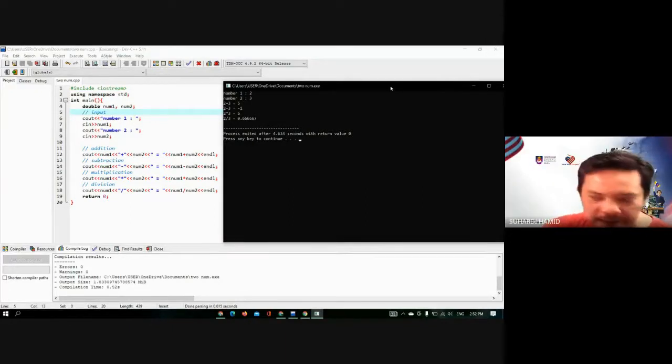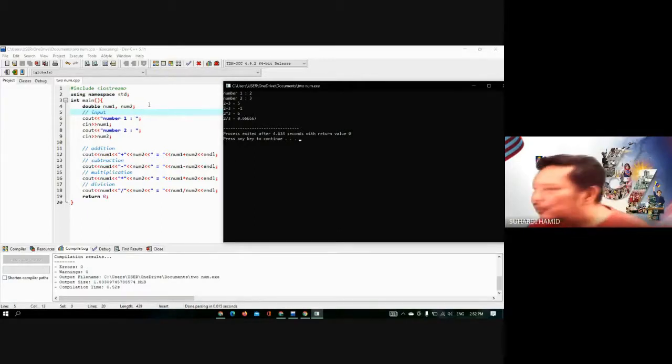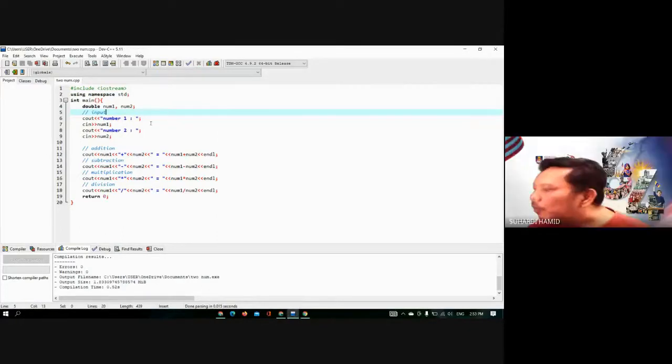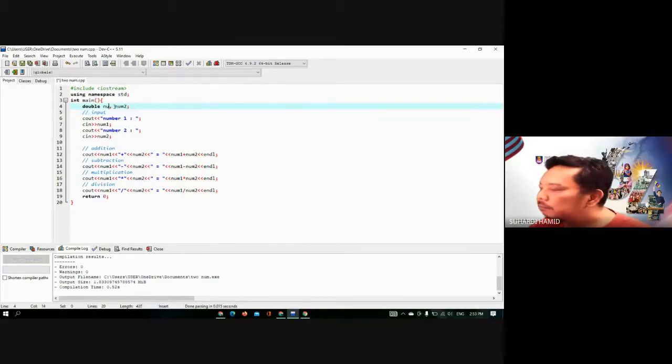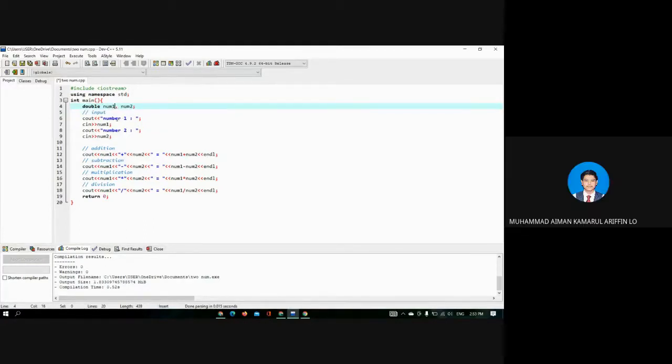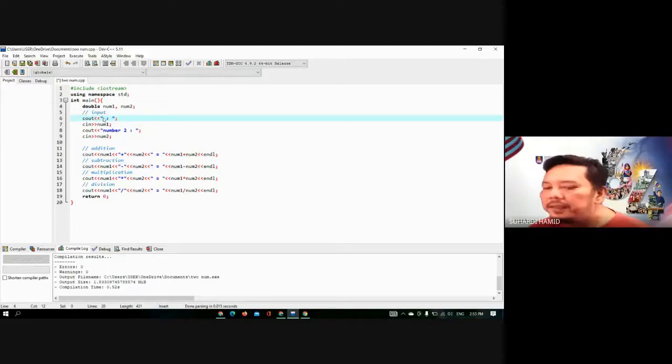Number 1, as I was saying, it's best to follow exactly as the question. So instead of the number 1, press enter, press any key to continue. Instead of number 1, could you please type: Please enter first number. Not the variable name, but line number 6, the cout. Yes. Please enter first number.